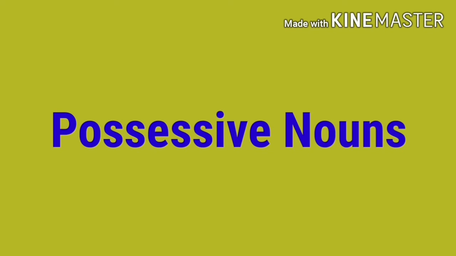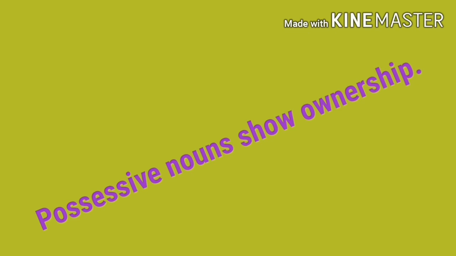Next topic, possessive nouns. So what are possessive nouns? Possessive nouns are nouns that show ownership. So a possessive noun is a noun that possesses something.